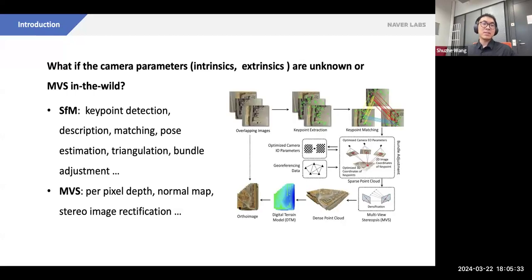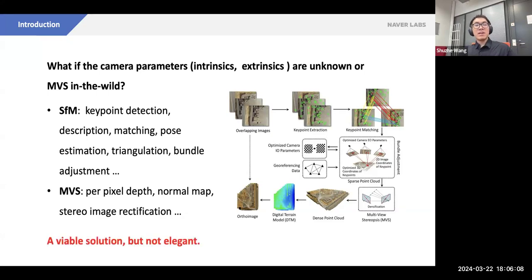Yes, we have a solution for that, which is structure from motion together with multi-view stereo. But in this kind of complex pipeline, you first have keypoint detection, description, and matching, then pose estimation, triangulation, or even bundle adjustment for optimization, to get the camera poses, camera parameters, and also the sparse 3D point cloud. Then we do the multi-view stereo steps: per-pixel depth estimation, normal estimation, and minimizing the photometric error or the projection errors.